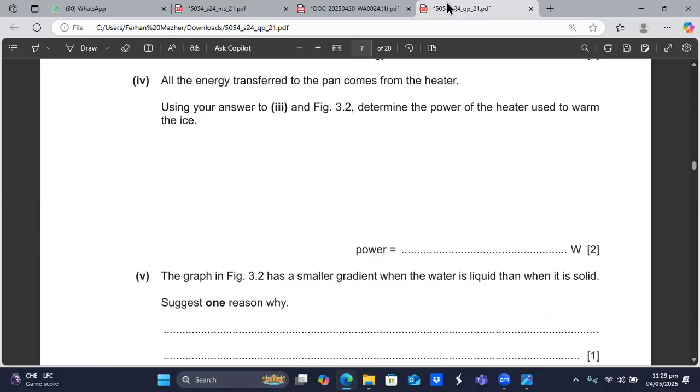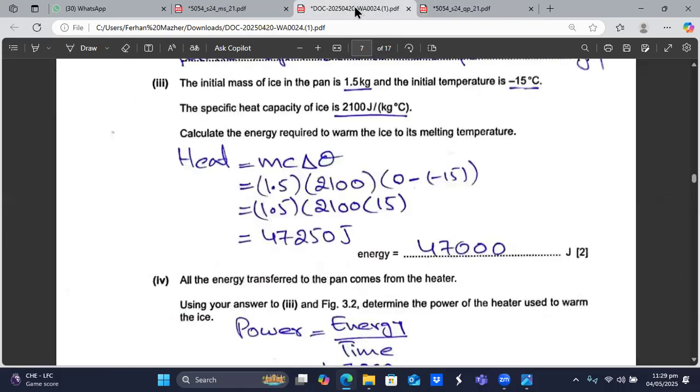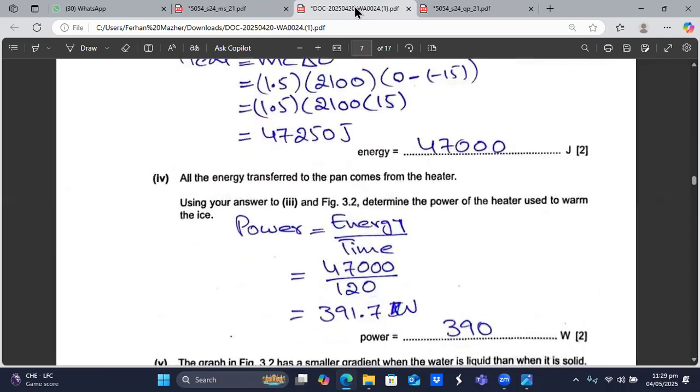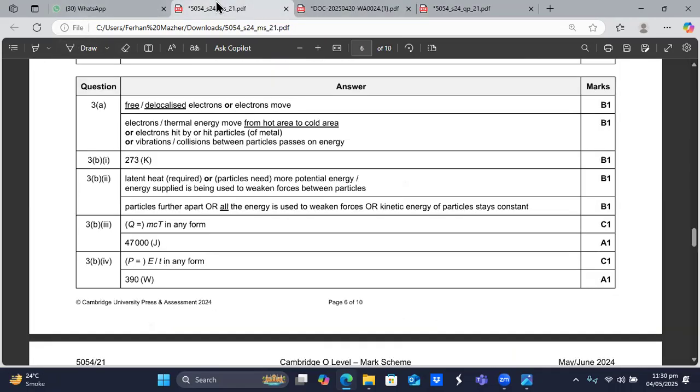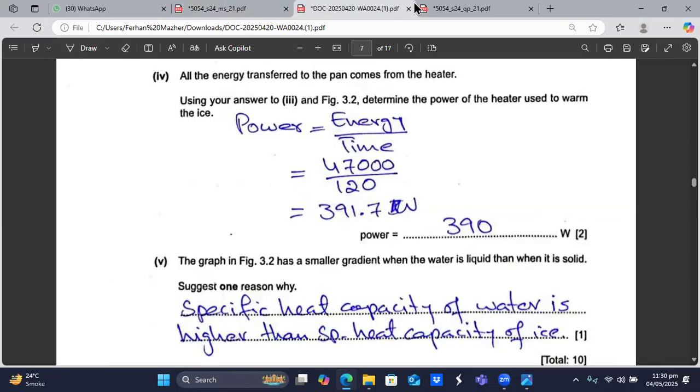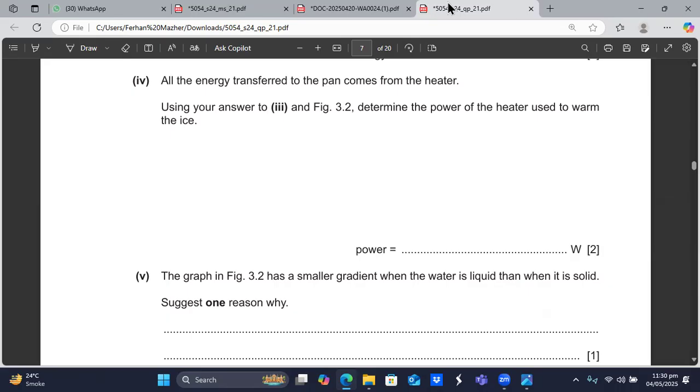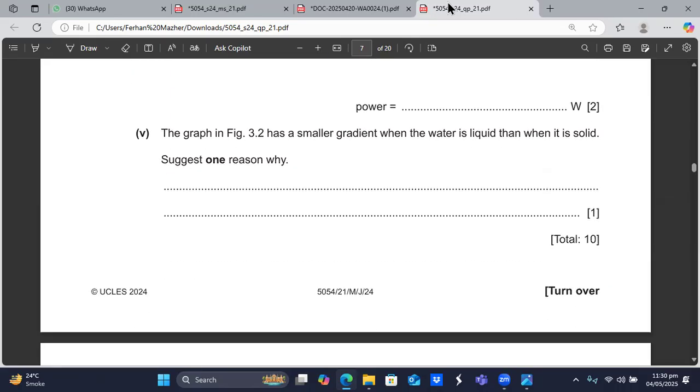So the heat divided by time is equal to the power. So the power is equal to the energy divided by time. So 47,000 joules divided by 120 seconds is 391.7 watts. When you round it off, it is almost 390 watts in two significant figures. So 390 watts is the right answer. Okay, so we are going to question number 3 and its fifth part.